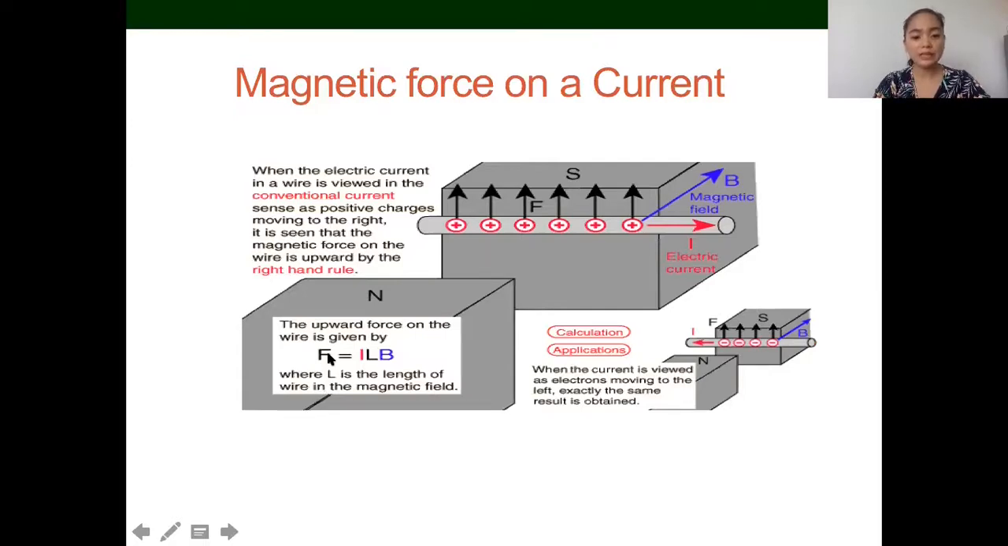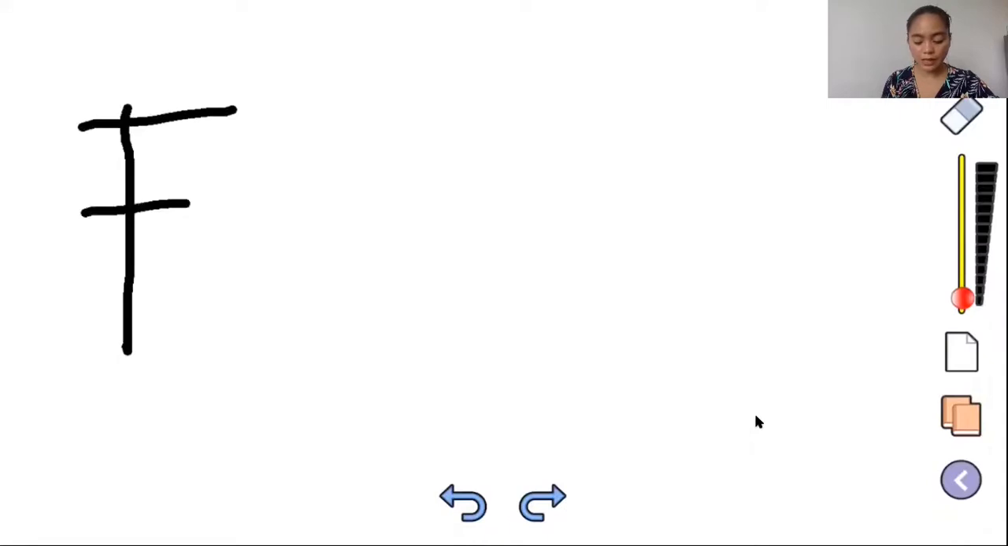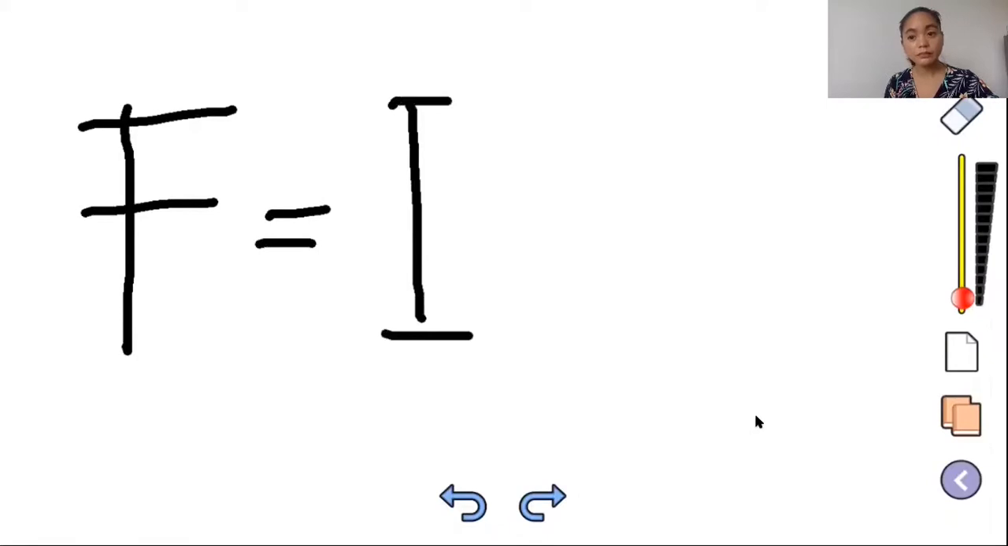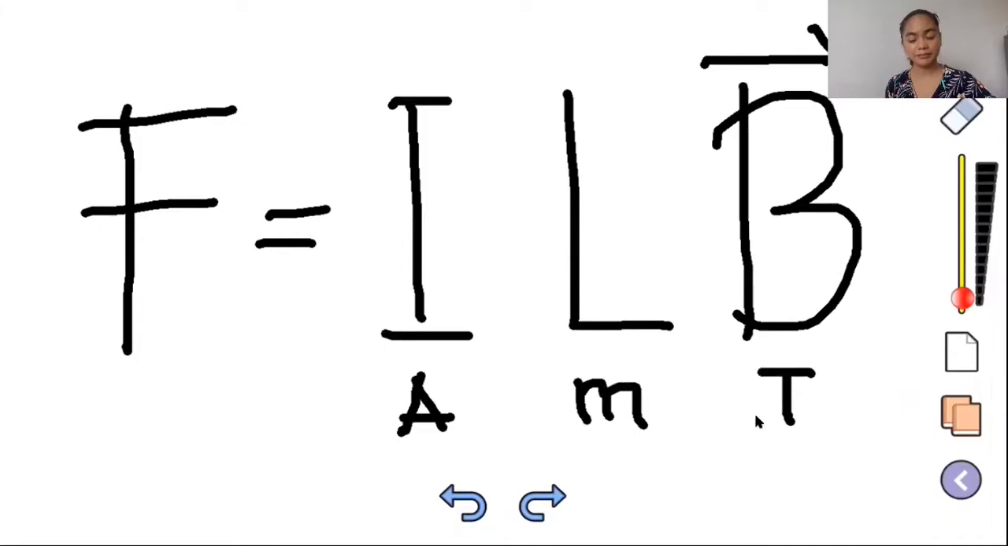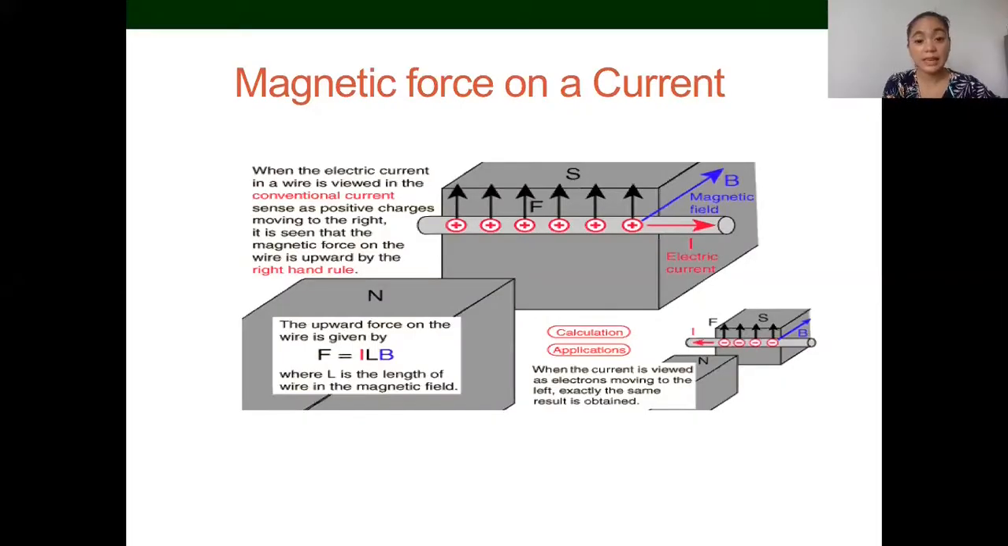So we have another one, and that is the magnetic force on a current. The formula is the force is proportional to the current, the length of the wire, and the magnetic field. So this is in amperes, meters, and Tesla. So this is the general formula. It also follows the right-hand rule.